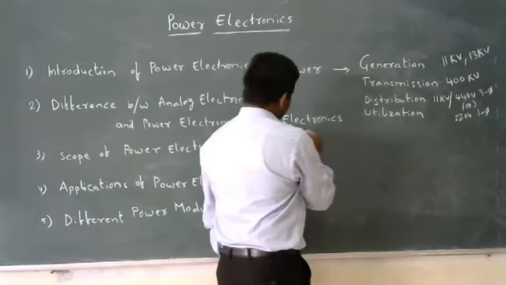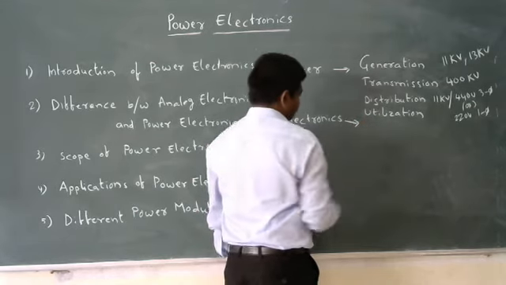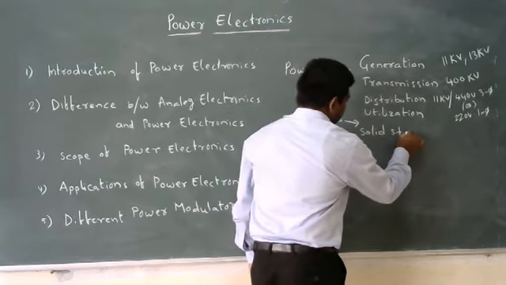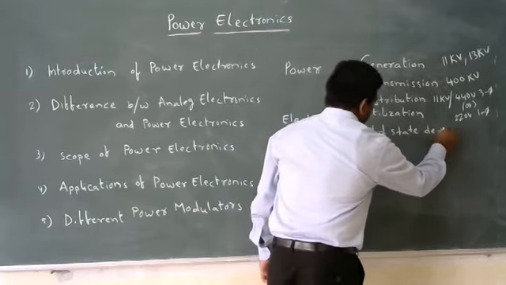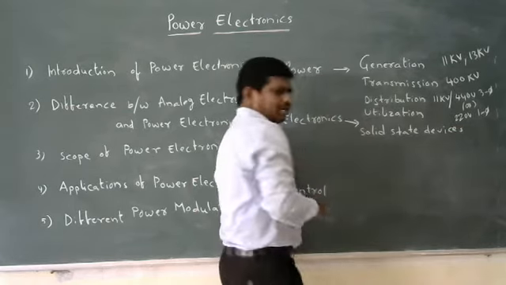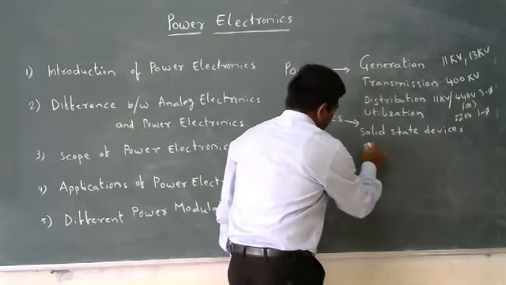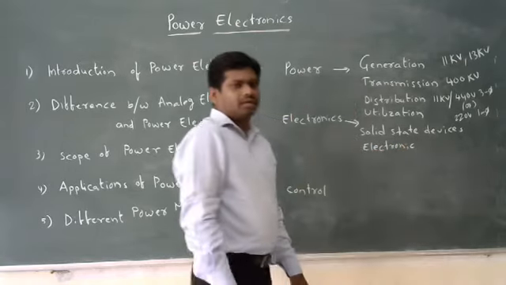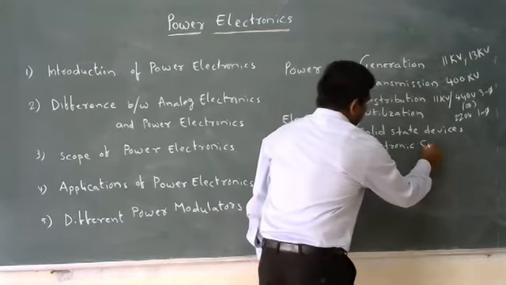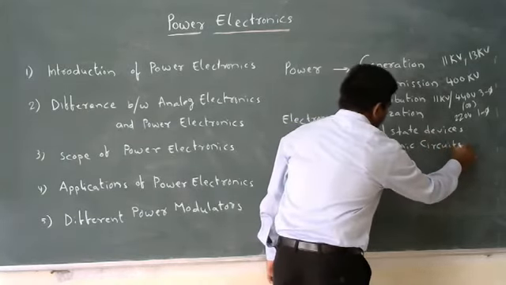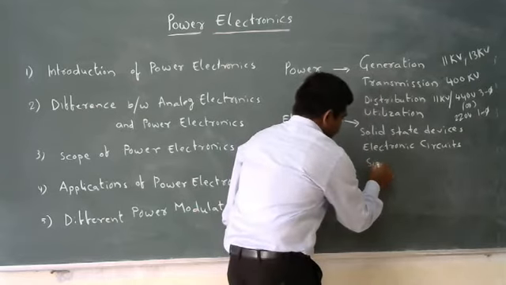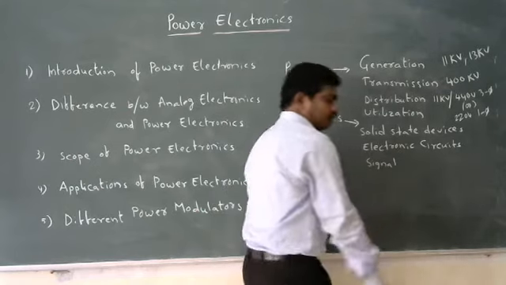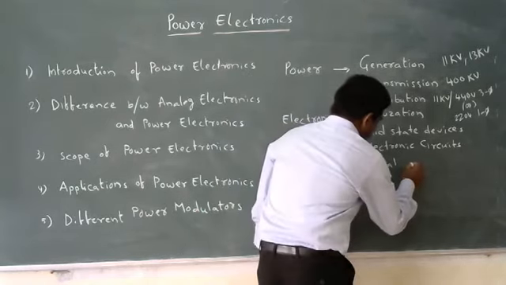And when we see the electronics, in this case, we are going to handle solid state devices and some electronic circuits, which are going to be useful for the power process, electronic circuits, and some signal process. Signal process means it's not for analog signal processing, it's for high power applications. We are going to use a signal process.